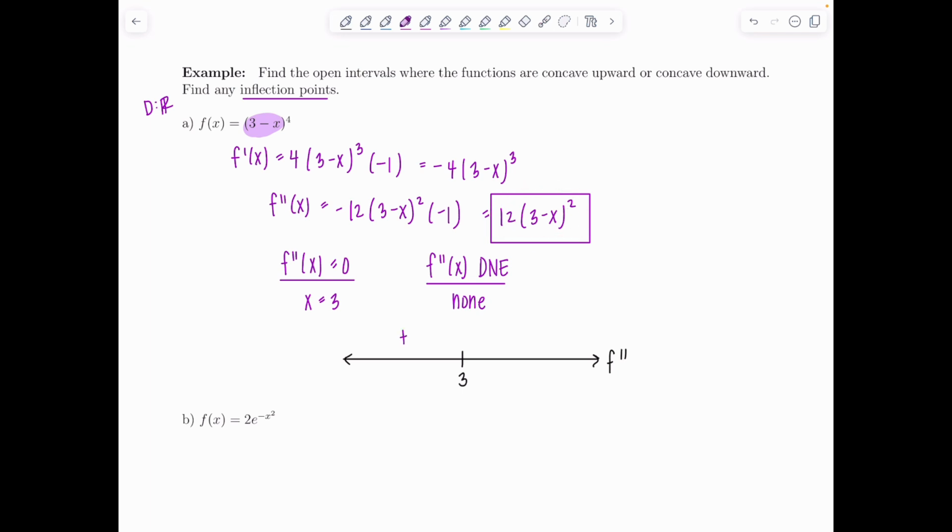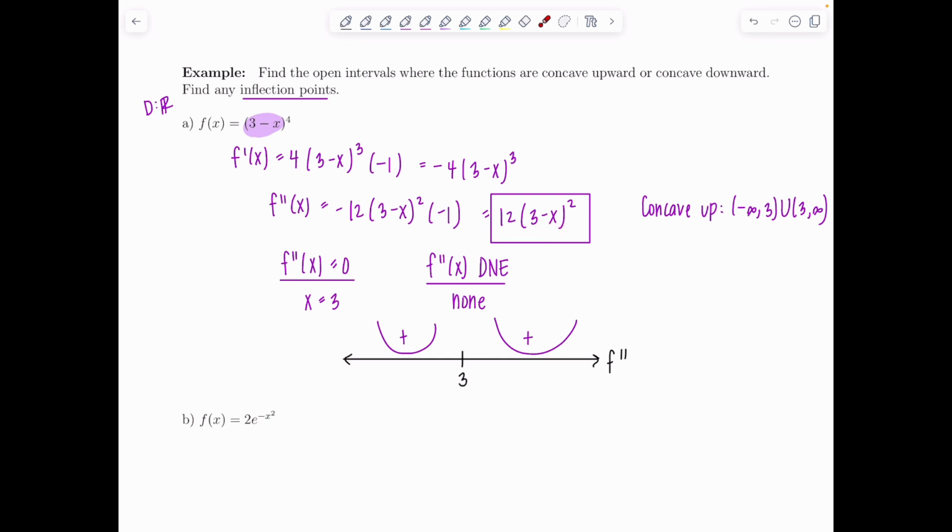It's positive, positive. Put a little happy face, happy parabola, or a cup to remind you it's concave up. So the graph is concave up where? From negative infinity to 3, union 3 to infinity. You've got to skip over the 3. You can't just say negative infinity to infinity. You'd be a liar, because at 3, the graph is not concave up.